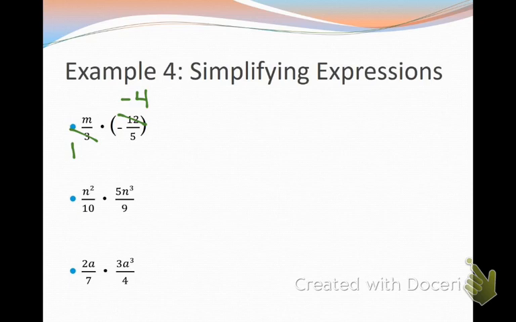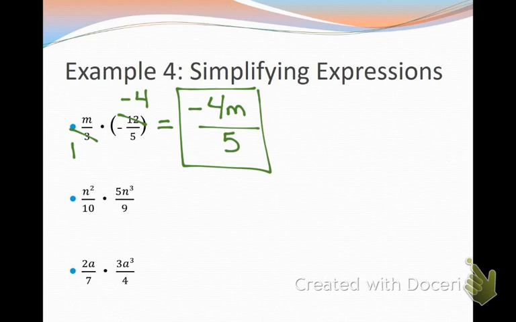So now I can multiply. How would I multiply negative 4 times m? What would that be? Just negative 4m over 5. Is this a proper fraction? Yes, it is. 4 is smaller than 5. That's fine. Okay, so we're done. All right, so negative 4m over 5.